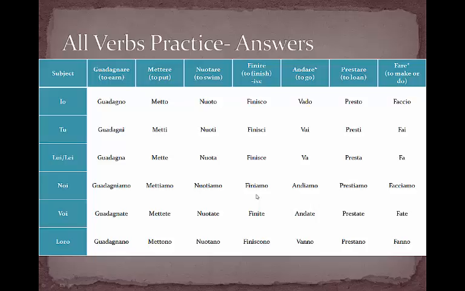Fare is another irregular verb. Means to make or to do, again, very important. Faccio, fai, fa, facciamo, fate, fanno.